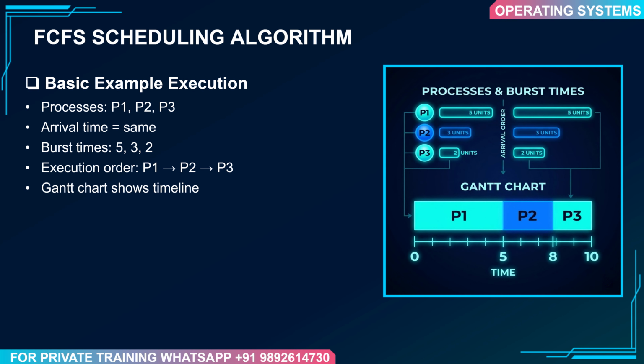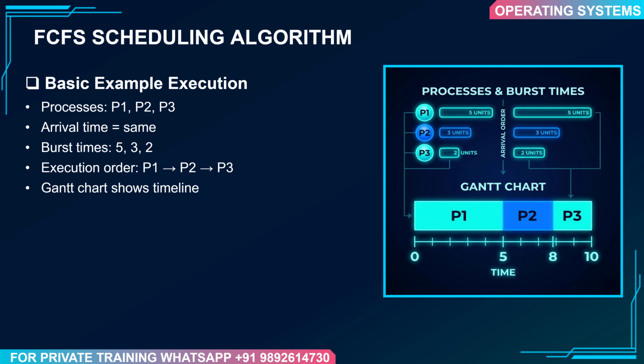Let's understand this with a simple example. Imagine three processes arriving in the system. Process P1 arrives first, then P2, and then P3. To make math simple, let's assume they all arrived at time zero. Their burst times, which means the total time they need on the CPU, are different. Let's say P1 needs 5 units of time, P2 needs 3 units, and P3 needs 2 units.